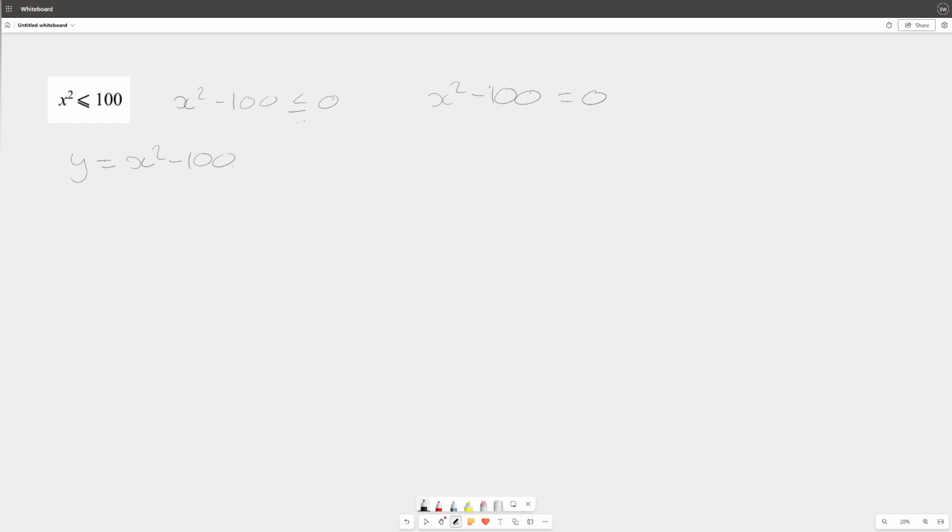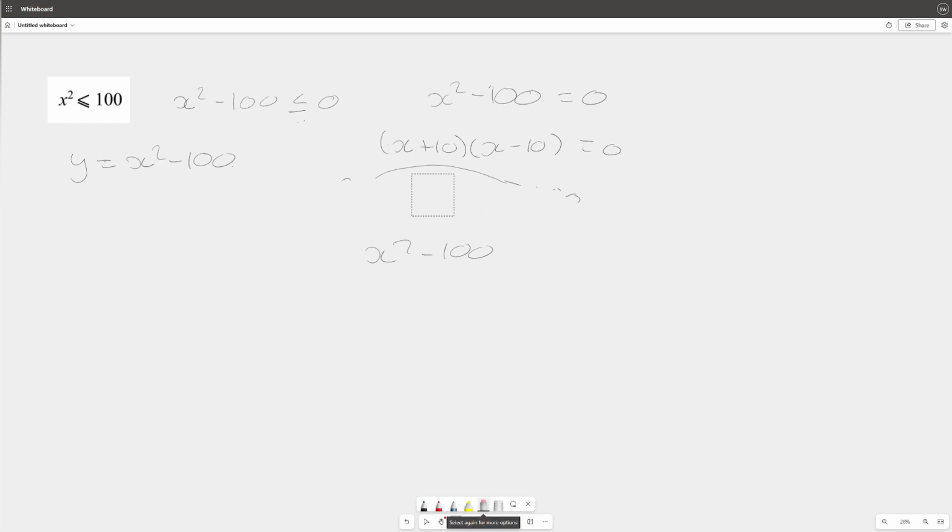And so this is a difference of two squares, and it can be factorised into x plus 10 times x minus 10, and that's going to be equal to 0. This is because if you are to expand this, you're going to get x squared minus 10x plus 10x minus 100. These central terms here are going to cancel, and you're going to be left with x squared minus 100.